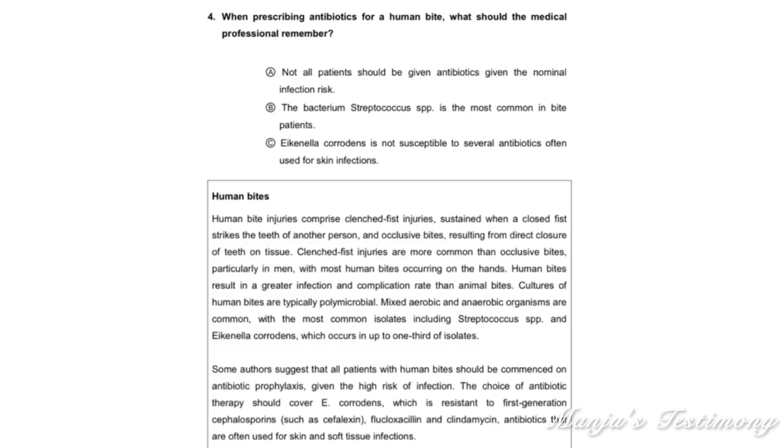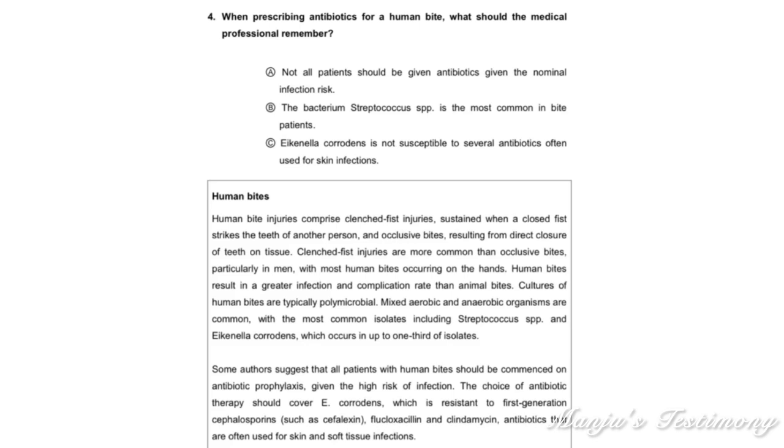Some authors suggest that all patients with human bites should be commenced on antibiotic prophylaxis given the high risk of infection. The choice of antibiotic therapy should cover Eikenella corrodens, which is resistant to first generation cephalosporins such as cephalexin, flucloxacillin, and clindamycin, antibiotics that are often used for skin and soft tissue infections.